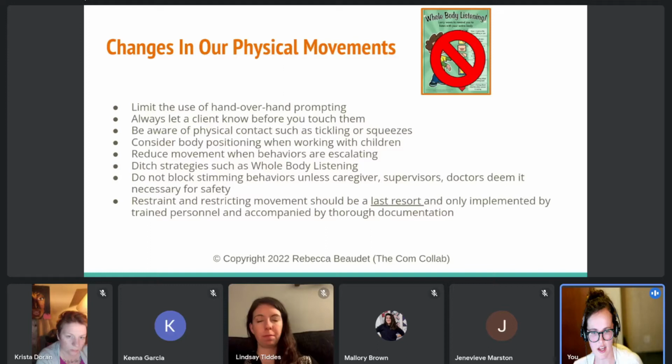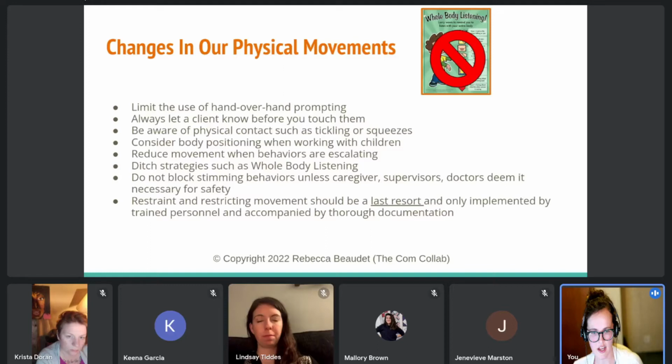Consider your body positioning when working with children. A lot of the clients we work with, especially in early intervention, are little. They're not even to our hips sometimes. So we want to think about when we're talking to them, kneeling down and sitting in a chair next to them, sitting on the floor with them, so that our body language isn't threatening, especially in moments that the child or client might be dysregulated. We want to really present our bodies in a way that helps with co-regulation.